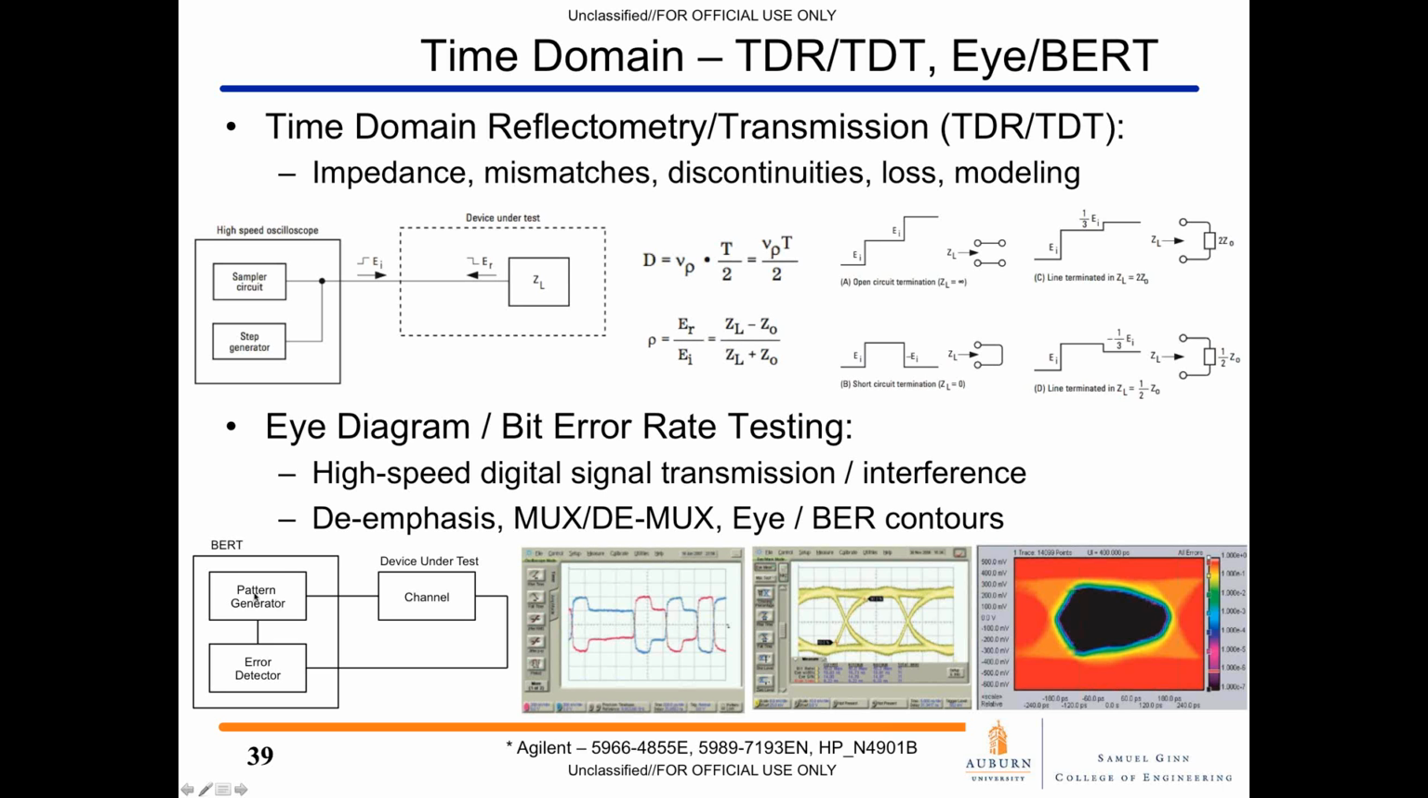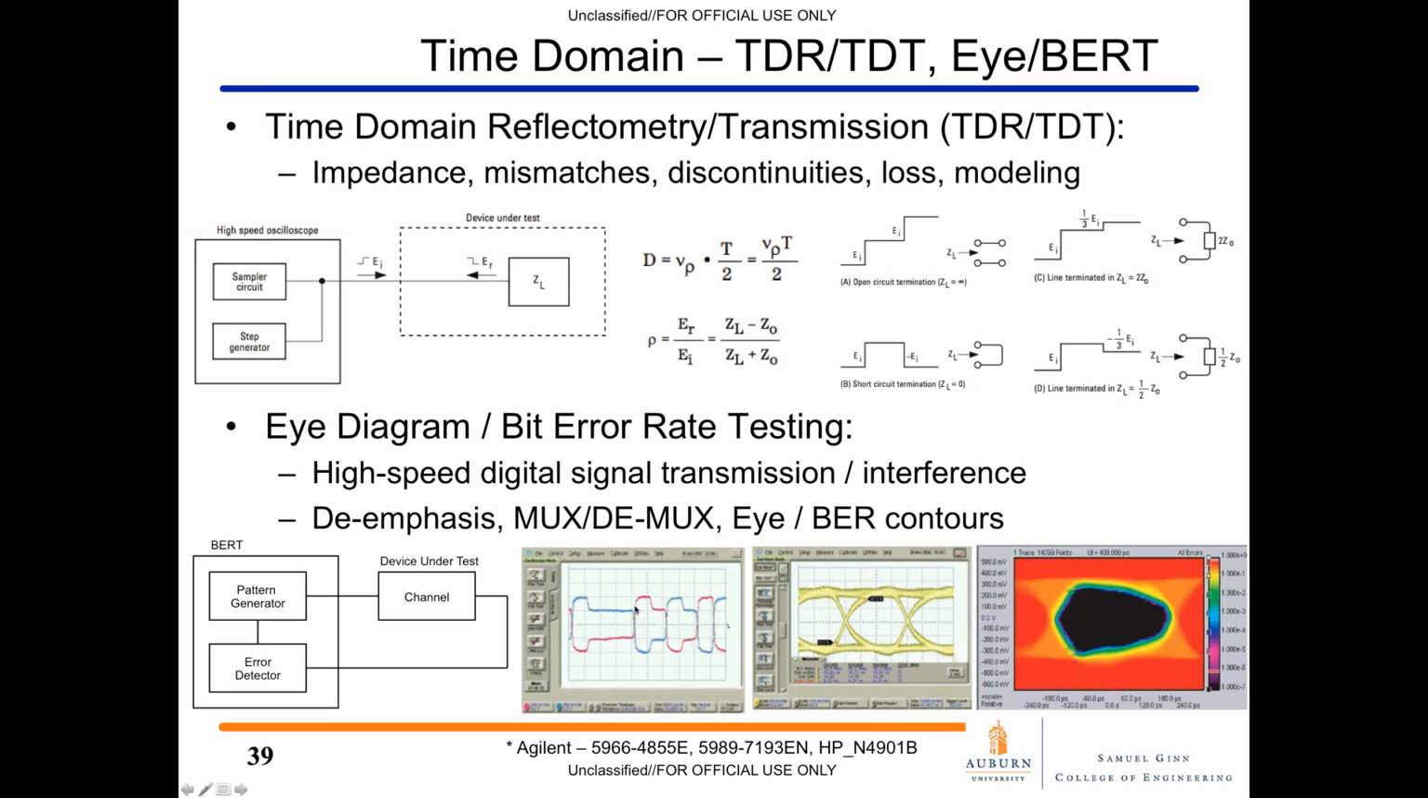So a general BERT system is going to consist of a pattern generator and an error detector. That pattern generator sends its bits out of the box and through a channel and then back into the error detector, where that returned signal is compared to the originally generated signal. And in that way, you can do a one-to-one comparison of the data that was supposed to come back and what did come back, and determine what your bit error rates are.